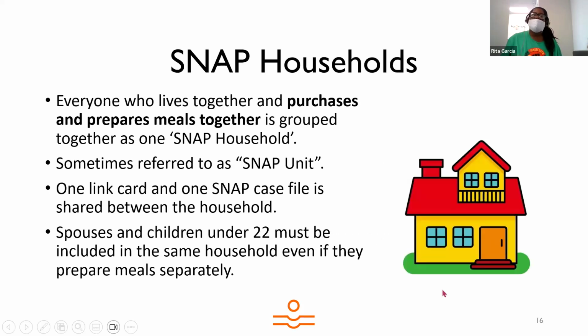SNAP households: everyone who lives together and purchases and prepares meals together is grouped together as one SNAP household, sometimes referred to as a SNAP unit. So one link card and one SNAP case file is shared between the household. Spouses and children under the age of 22 must be included in the same household even if they prepare meals separately.